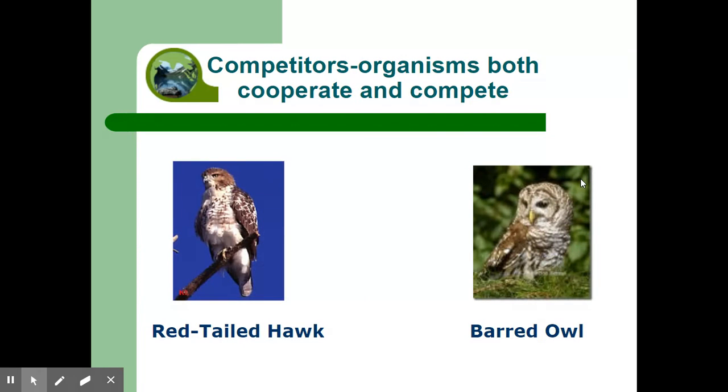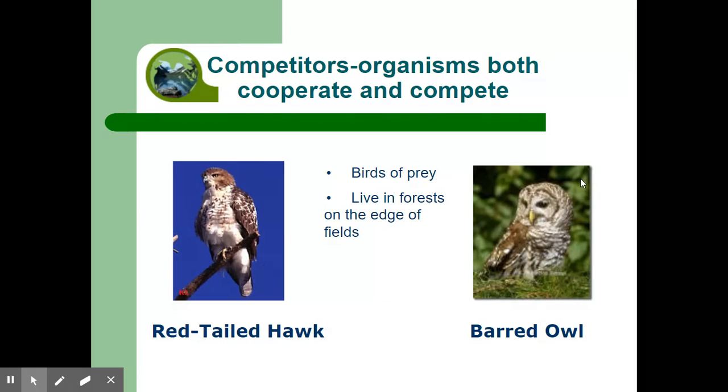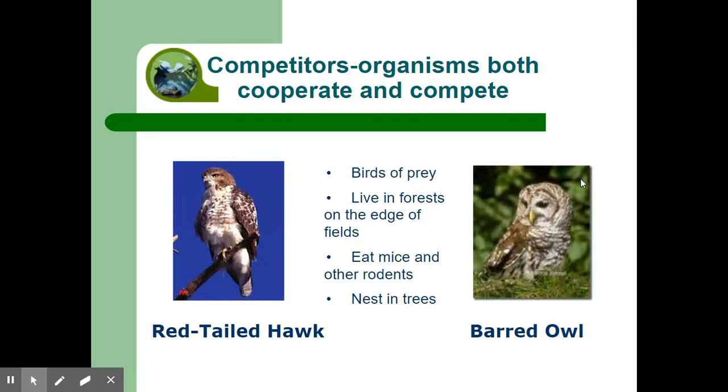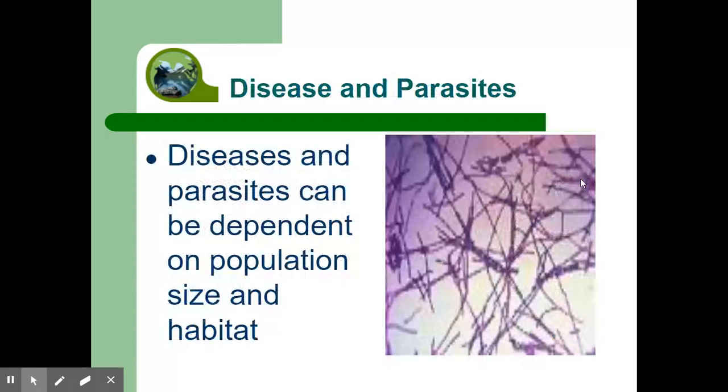So competitors are organisms that both cooperate and compete. They're competing against each other. So these two birds are birds of prey. They live in forests on the edge of fields. They eat mice and other rodents, and they nest in trees. So these would be competitors. They're going to compete for those mice and other rodents.